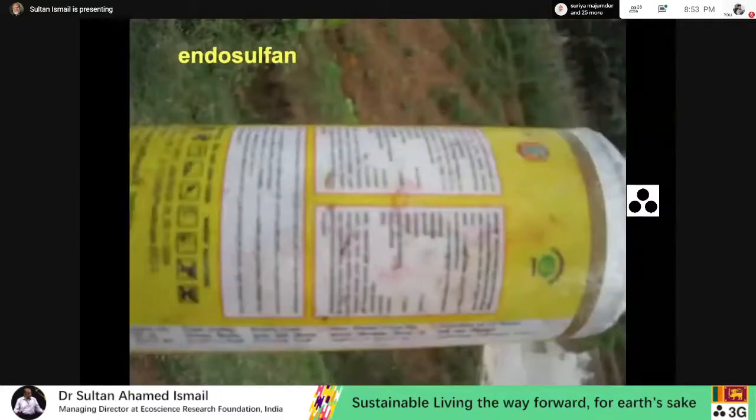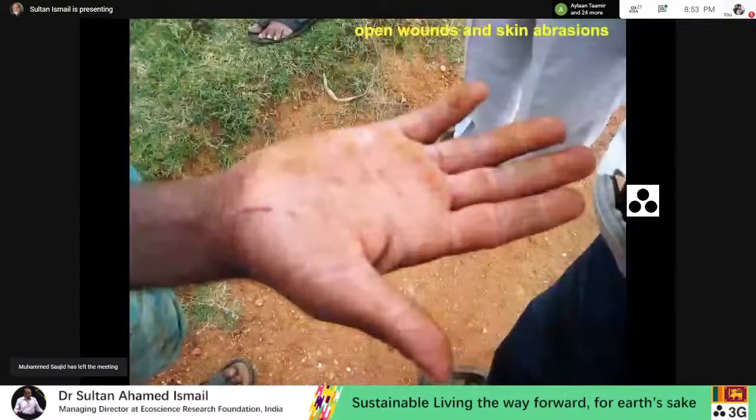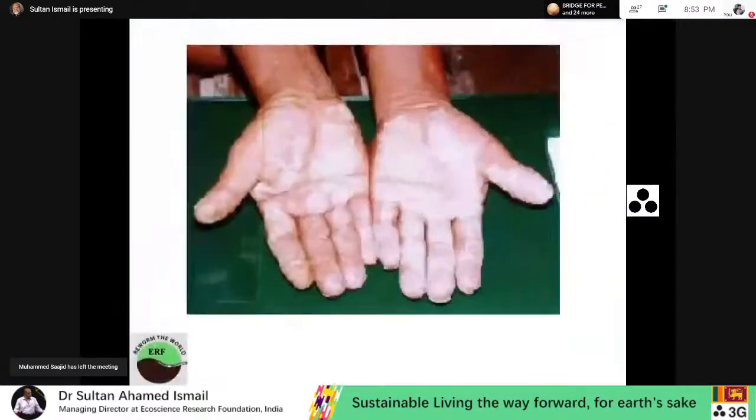He uses endosulfan. Sri Lanka uses endosulfan. Malaysia uses endosulfan, one of the nastiest chemicals. India, many countries have banned it. India has brought in a ban, but yet to completely remove from the system. Now, this endosulfan is so corrosive. This is what it does to the farmer's hands. This is an Indian farmer. This is a Malaysian farmer.